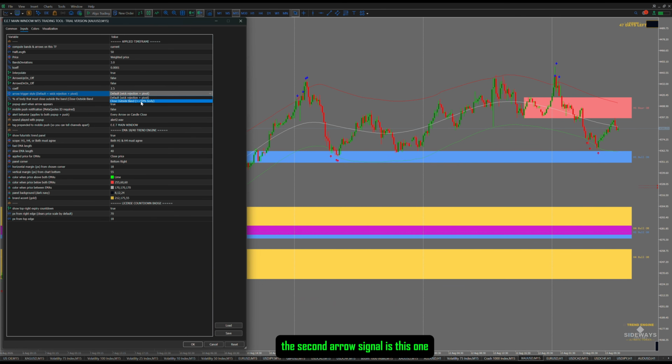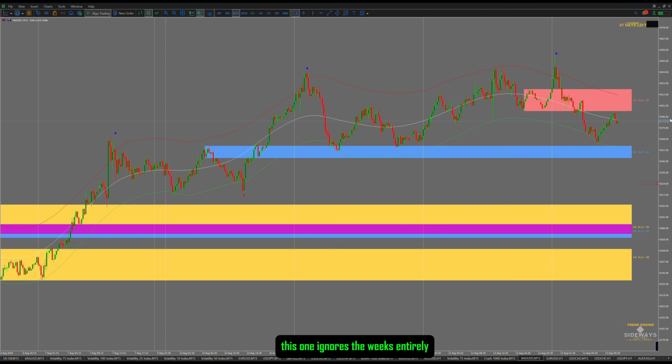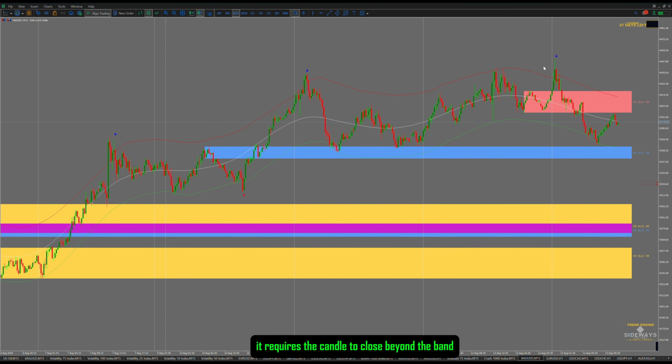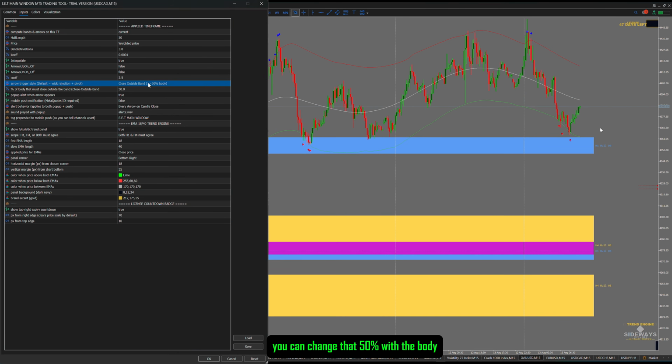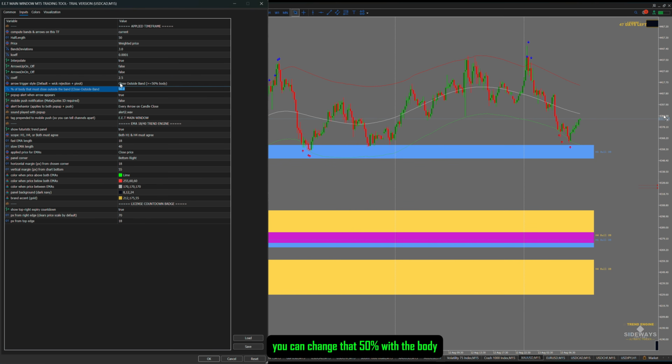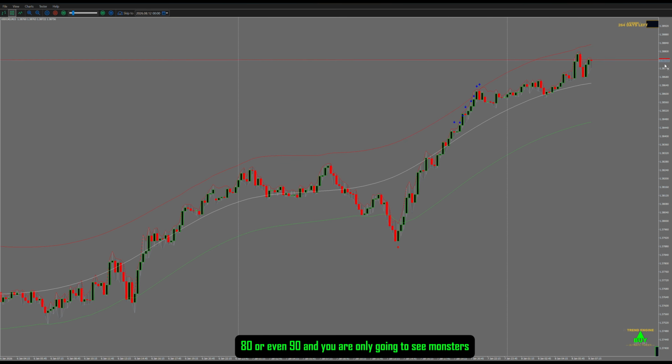The second arrow signal is this one, close outside the band. You can switch the arrow style in the input settings. This one ignores the wicks entirely. It requires the candle to close beyond the band, and then it measures the candle's body and demands that at least 50% of the body is sitting outside the band. You can change that 50% with the body outside input setting. Crank it to 70, 80 or even 90, and you are only going to see monsters.